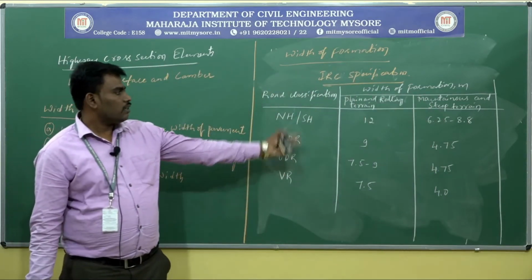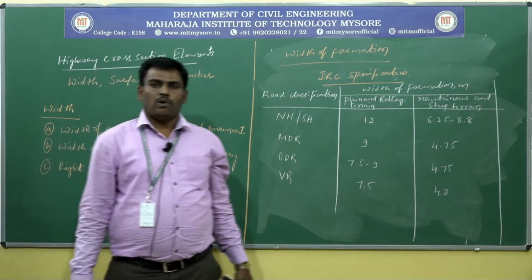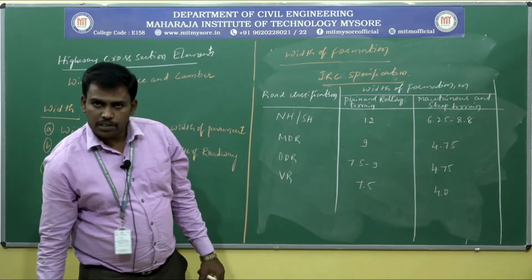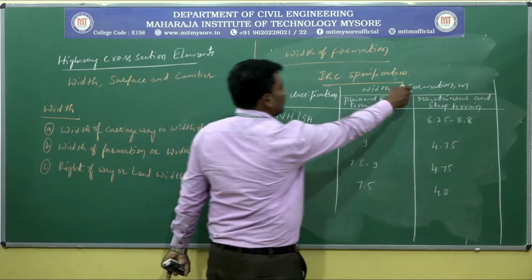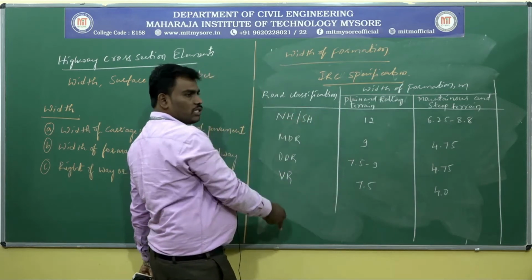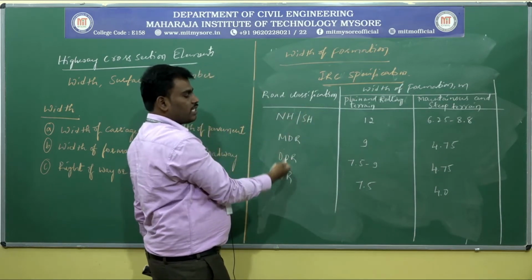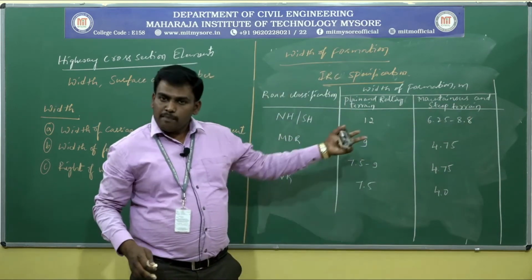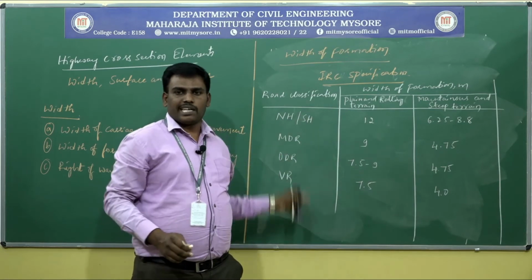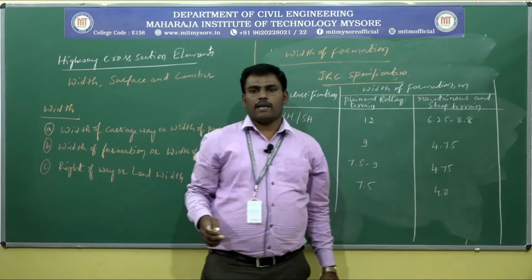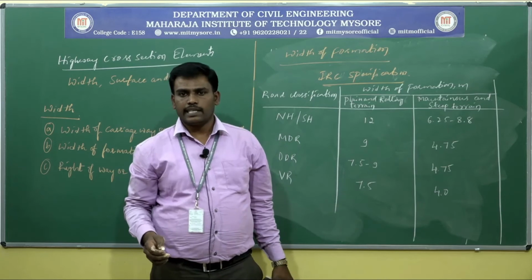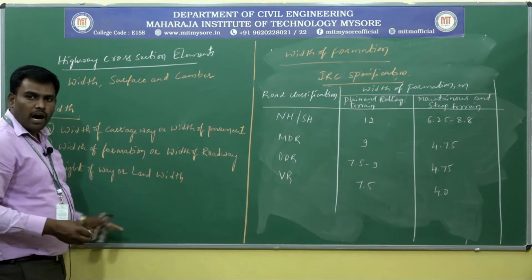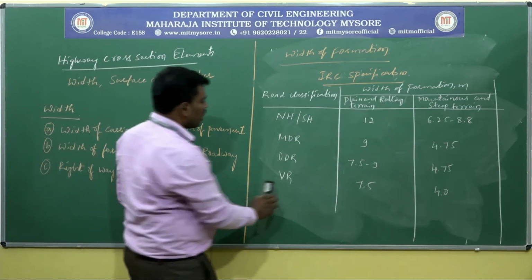These are the IRC specifications for width of formation. Here you know that the width of formation varies with the classes of roads, that is national highway, state highway, major district road, other district road, and village road, and it also varies with the topography, the type of terrain. Is it clear? Next, I'll move on to the third one, that is right of way or land width.